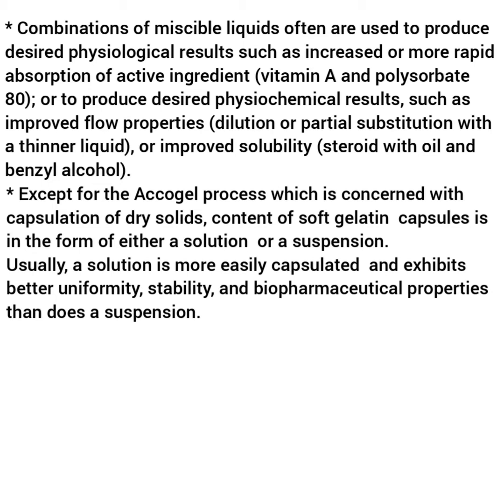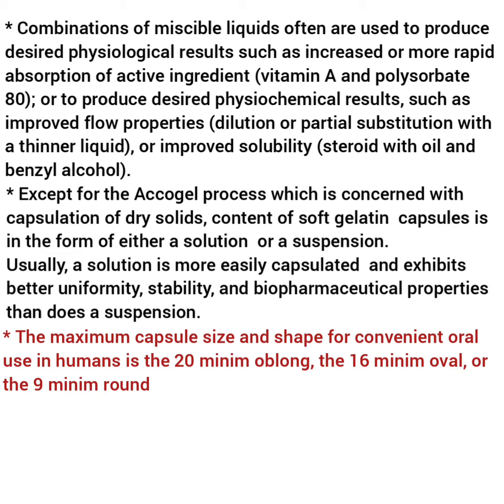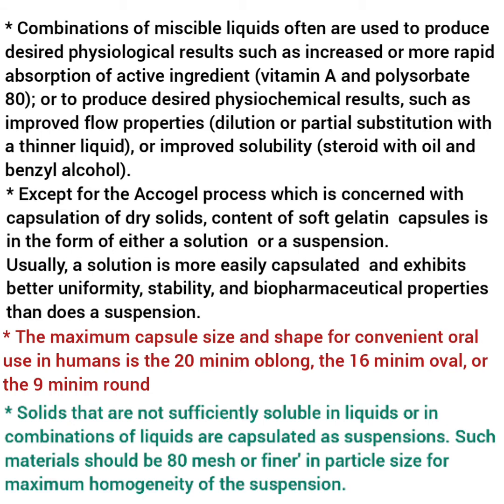Now, except for the aquagel process, which is generally used for the encapsulation of dry solids, soft gelatin capsules are either filled with a solution or a suspension. Usually, a solution is more easily encapsulated and gives better uniformity, stability, and biopharmaceutical properties than a suspension. The maximum capsule size and shape for convenient oral use in humans is 20 minims oblong, 16 minim oval and 9 minim round.